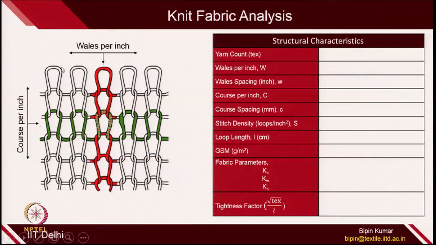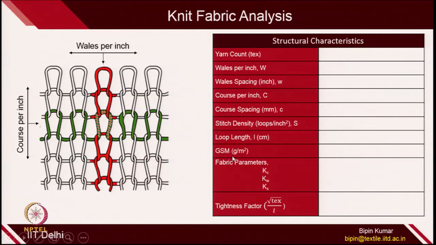Wales per inch: how many wales you can count per unit inch. Wales spacing: what is the distance between two wales in a series. Courses per inch: how many courses you can count in an inch. Course spacing: distance between two courses. Stitch density is how many loops you can count per unit area. So we define this as the number of loops per inch square. Loop length is also one of the key things that you should learn, how we can find the loop length. Loop length is the actual length of the loop which is being used inside the fabric.